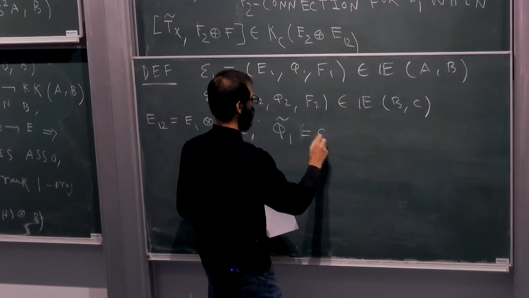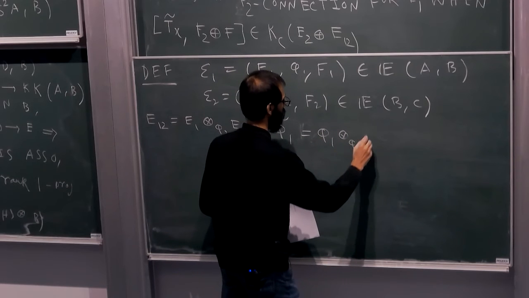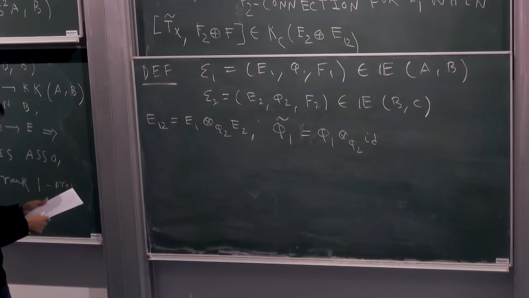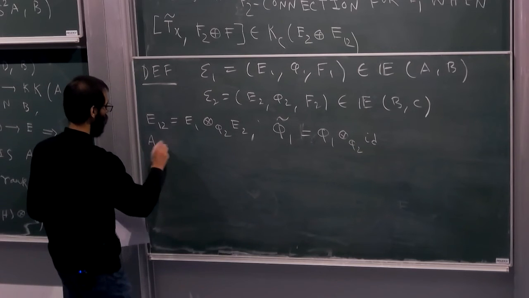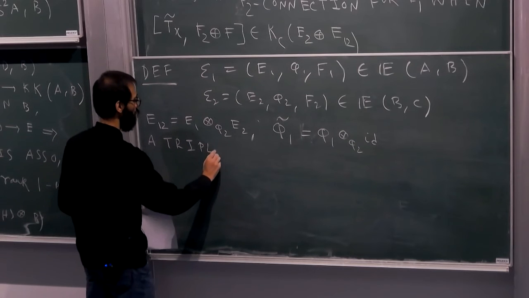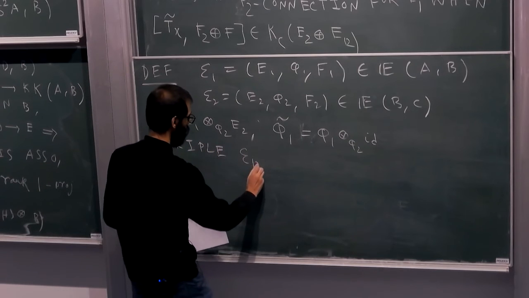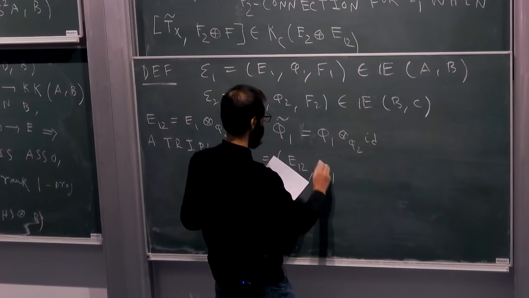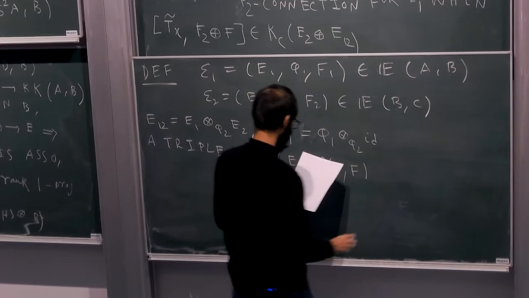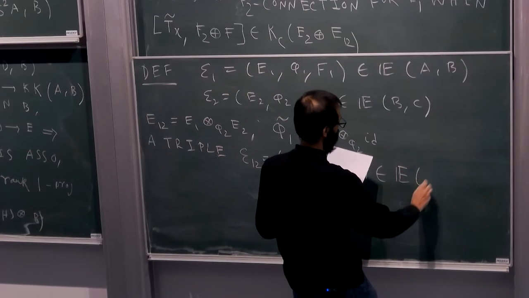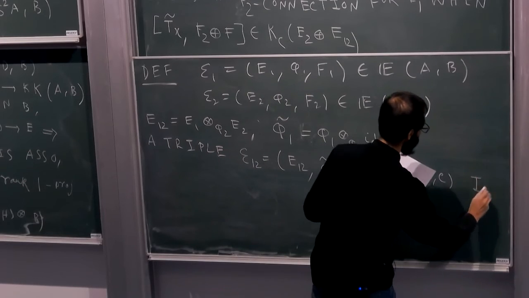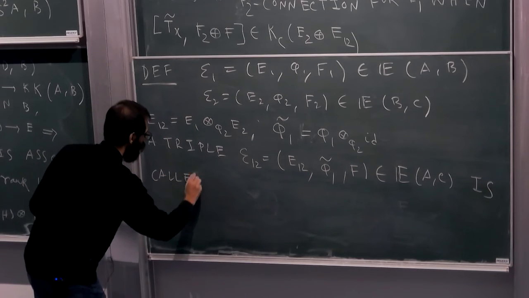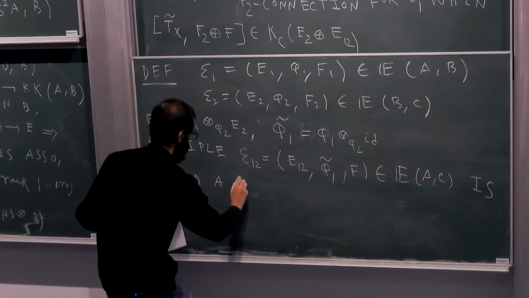So this should be phi1 tensor phi2 from A to LC of E12, triple E12 phi1 tilde F in E of A comma C, is called the Kasparov product.